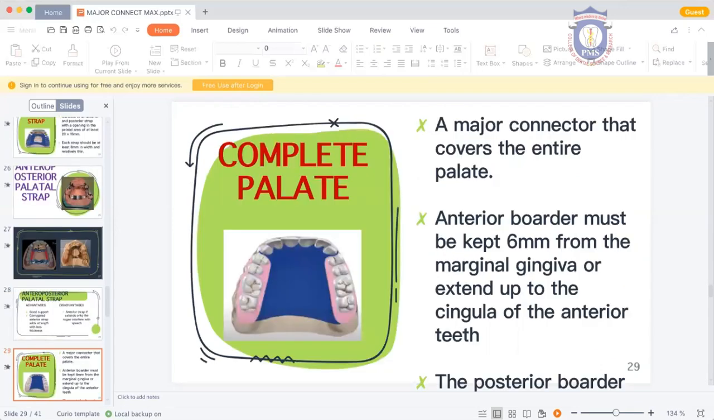Complete palate is a major connector that covers the entire palate. This is another type of major connector that covers the entire palate, almost like an acrylic RPD. The anterior border must be kept 6 millimeter from the marginal gingiva or extended up to the cingula of the anterior teeth.